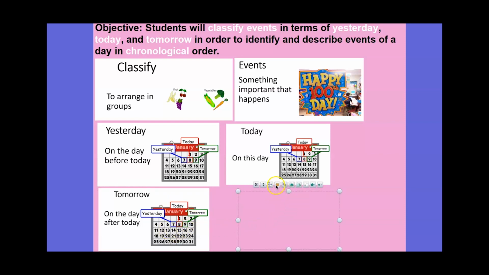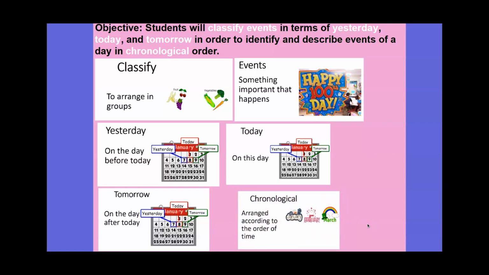And then that big word, chronological. Let's see what that means. That means arranged according to the order of time. So if we're thinking about months, January, then comes February, then comes March. So when I look back at my job, I'm going to be putting things in groups, important events that happen in groups. And I'm going to be looking at whether they happened yesterday, whether they happened today, or whether they're going to happen tomorrow. And that's called chronological order, putting them in order according to time.